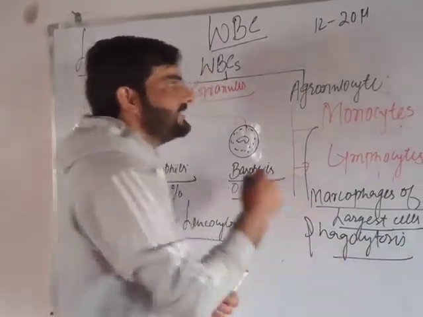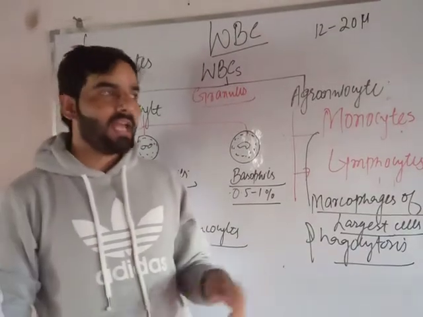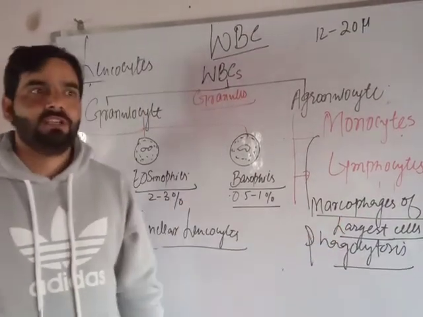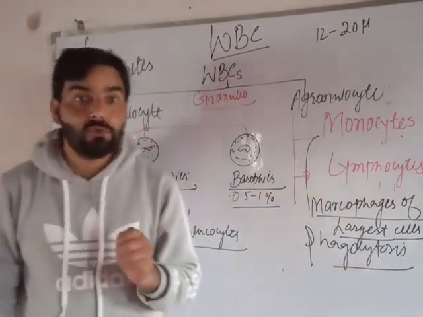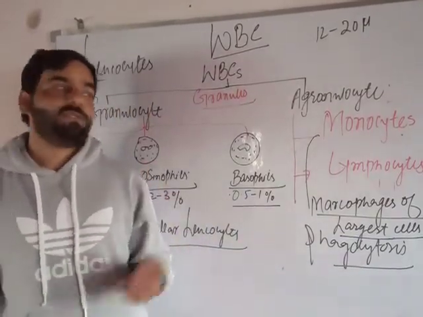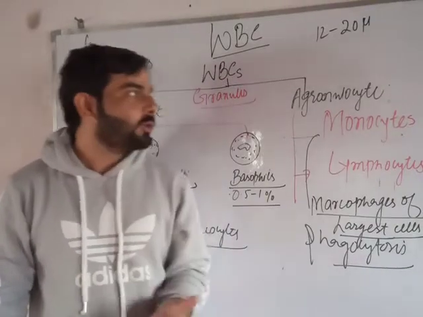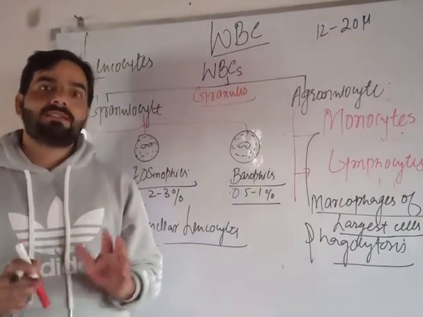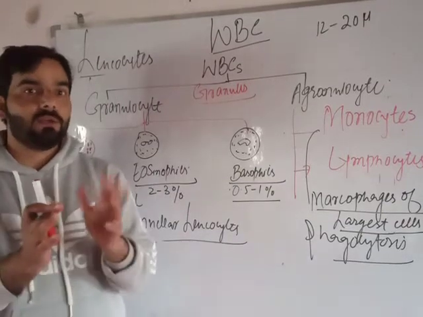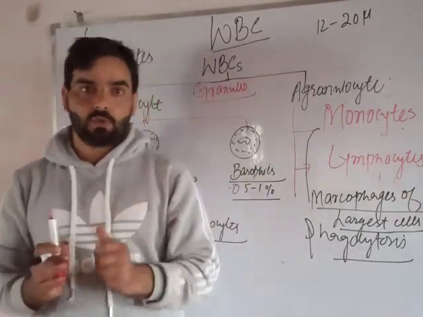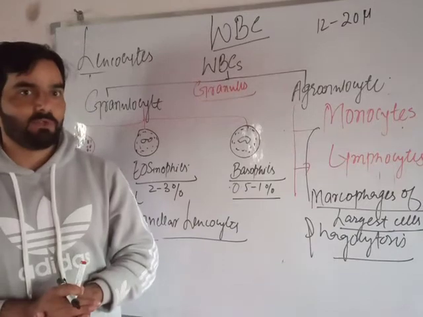Phagocytosis. And these monocytes act as macrophages. You can call them phagocytes. We usually get confused when we go into the 12th class, we study macrophages, phagocytes. Somehow these WBCs have the ability to perform this phagocytosis.